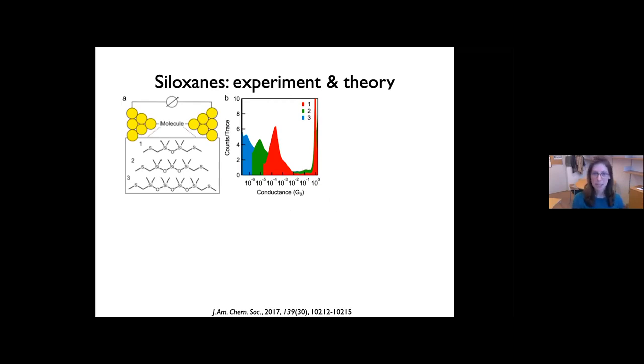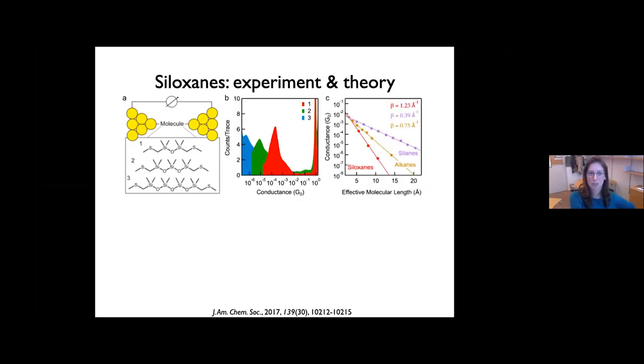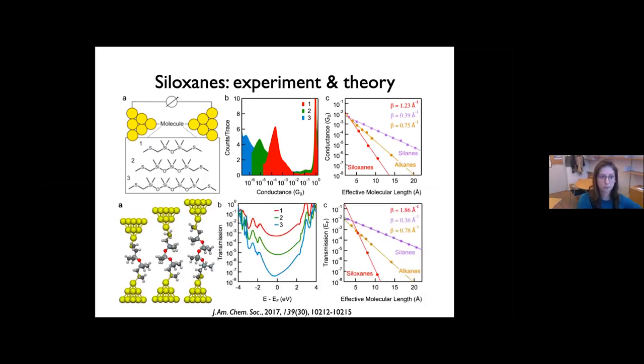We see some nice peaks in a conductance histogram for the siloxanes, and this is what they saw. So now you can see there's the silanes that I told you were high, the alkanes that are lower, and the siloxanes are significantly lower. These are not only lower conductance for the particular length, but they also exhibit a steeper decay. This is typically called the beta value, so how fast it's decaying. They also have a steeper decay than the alkane. So these are really highly insulating molecules.